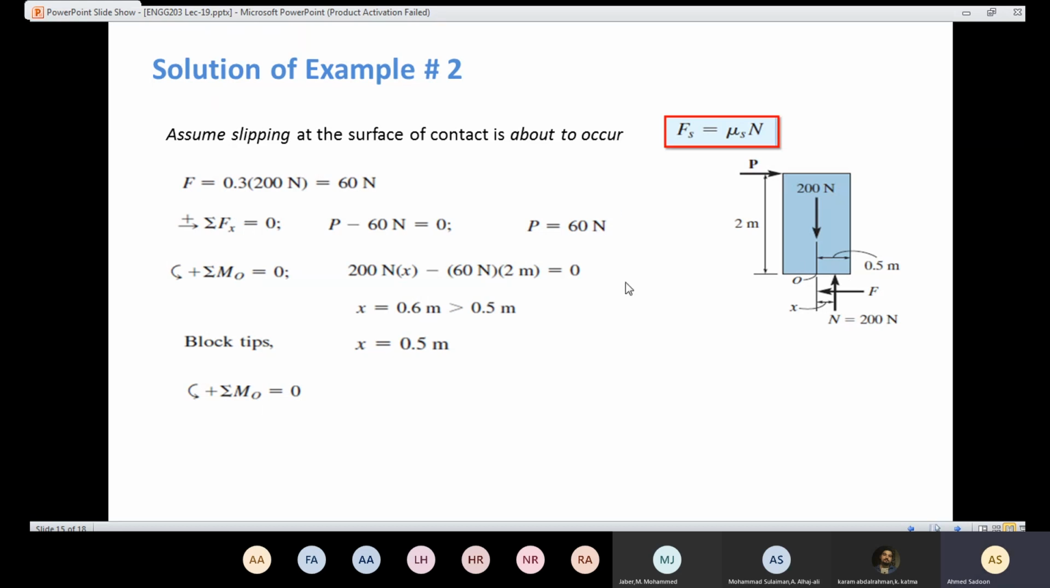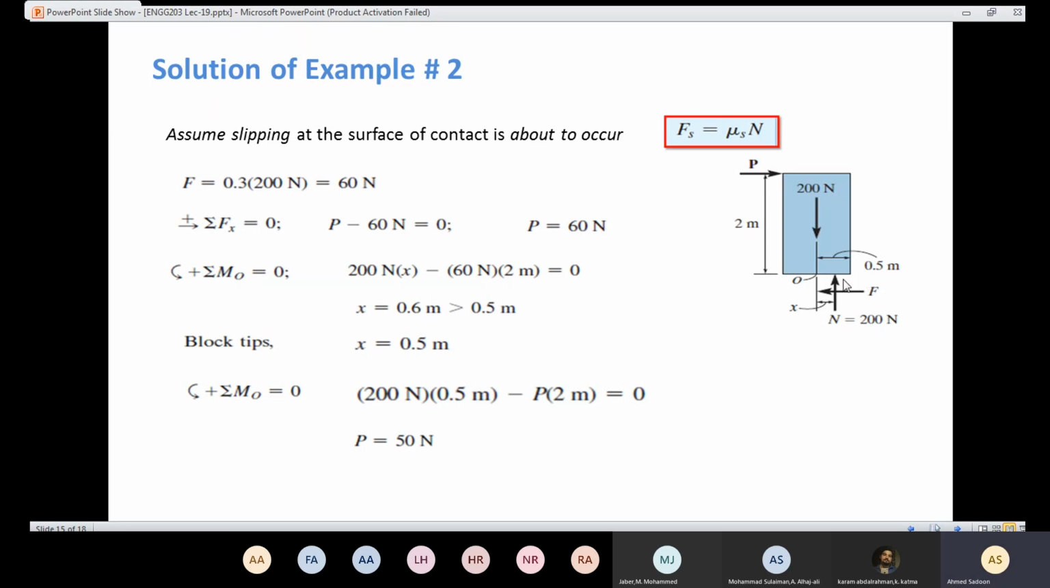Okay. Then I'm going to take the moment here. I know the value of N is going to be multiplied by 0.5, because here is the critical distance, and here we have P times 2 equals 0. I can solve for P. So P came out to be 50 newtons. So P, 50 newtons, is the critical applied force. If I apply 50 newtons, then tipping will take place.